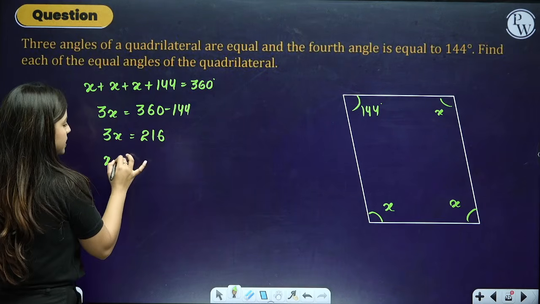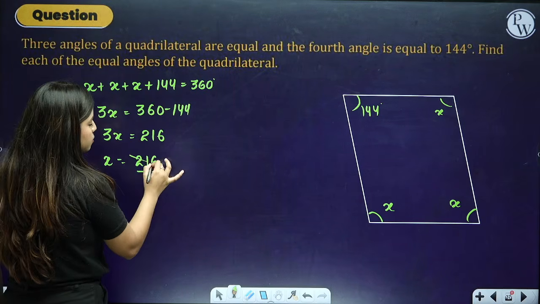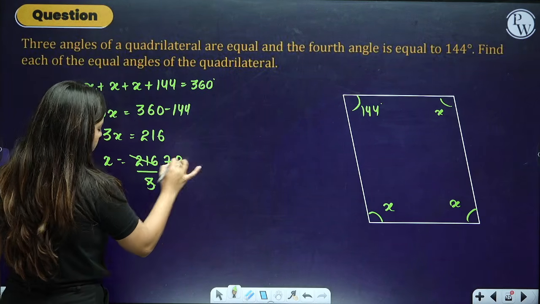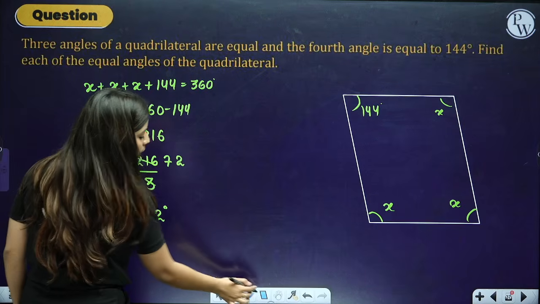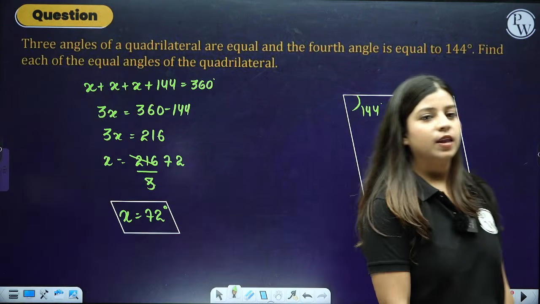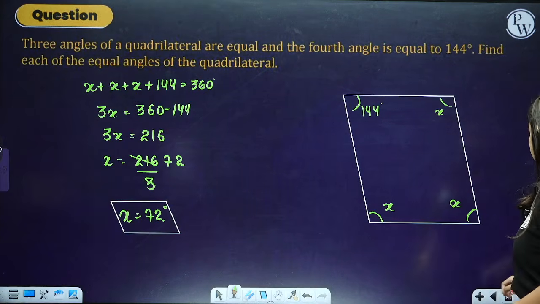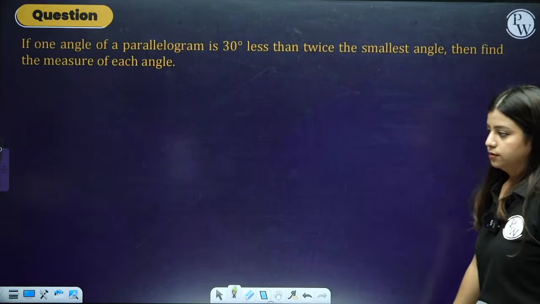Right? And x is equal to 216 divided by 3. So we have 3 7s are 21, 3 2s are 6. So the value of all the 3 angles that were equal to each other is 72 degrees. I hope that this thing is clear with everyone. Let's move forward to the next question.